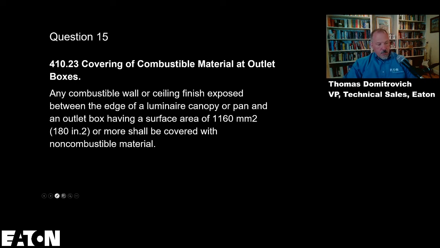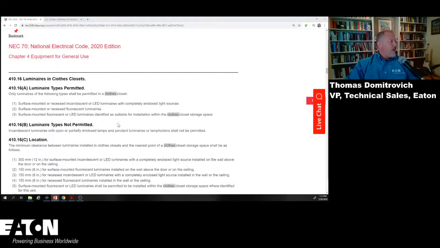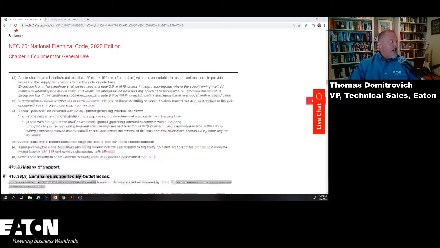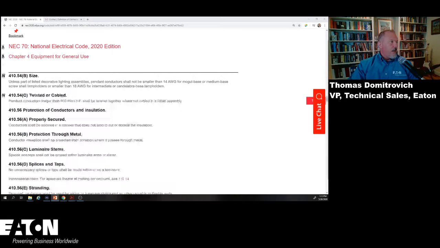410.23, I'm just going to go over here to the code because I like using the latest version of the National Electrical Code. Covering of combustible material at outlet boxes: any combustible wall or ceiling finish exposed between the edge of a luminaire canopy or pan and an outlet box having a surface area of 180 square inches or more shall be covered with noncombustible material. So that's in 410.23.